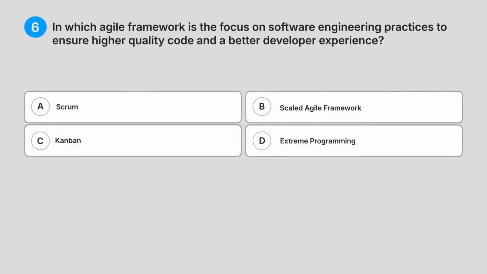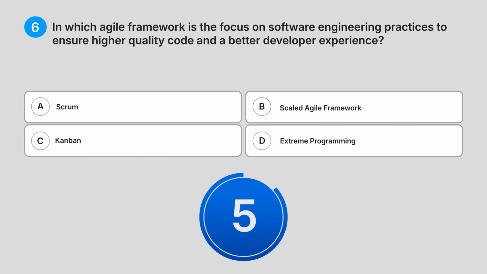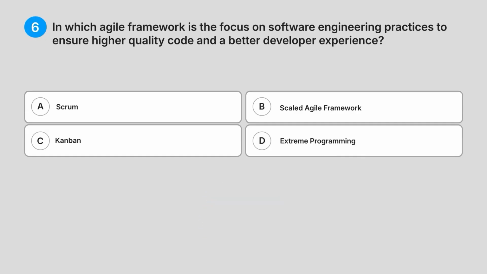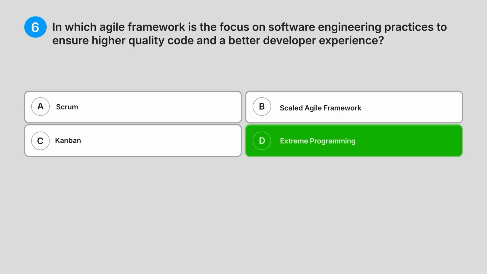6. In which Agile framework is the focus on software engineering practices to ensure higher quality code and a better developer experience? A. Scrum. B. Scaled Agile Framework. C. Kanban. D. Extreme Programming. Do you know the answer? Correct answer, D. Extreme Programming.